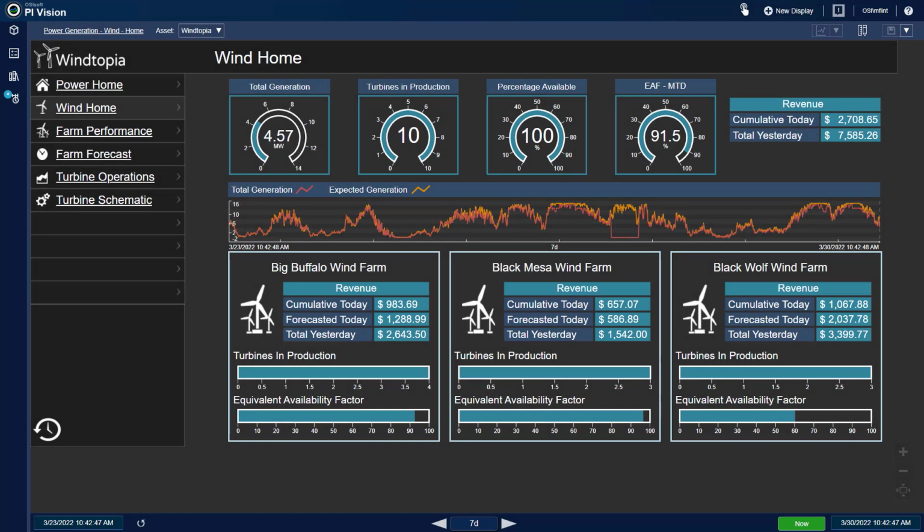The plant manager opens the Wind Farm Pi Vision homepage to visualize the current farm health. Wind farm health is composed of each turbine's individual health and performance. Underperforming turbines need to be tracked.